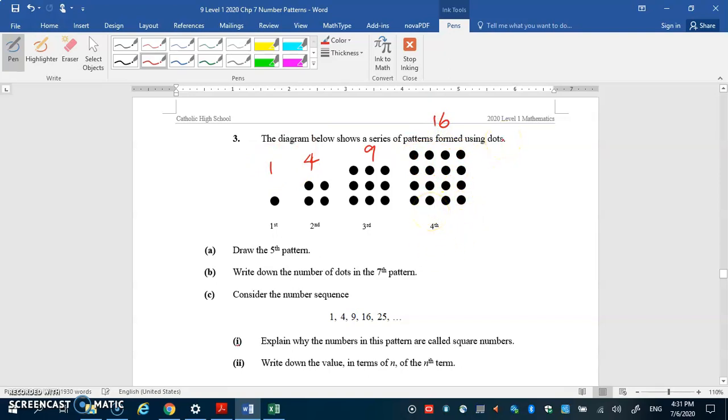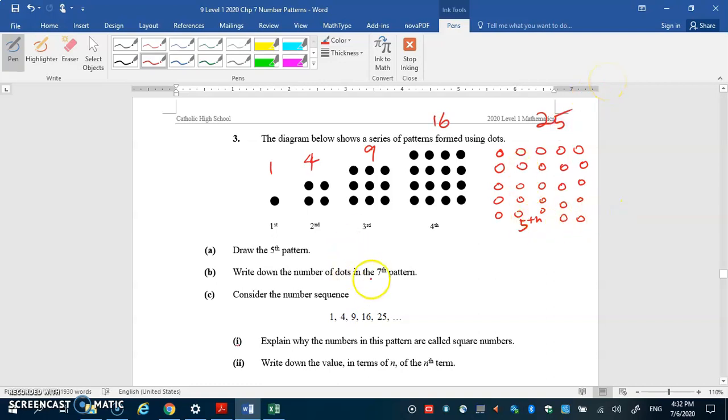So this is like the square number pattern, right? So over here you need to have 5 circles per side for the 5th pattern. And then you just draw, draw, draw, draw. Of course you draw nicely until you form a nice square. Okay, there should be 25 dots.